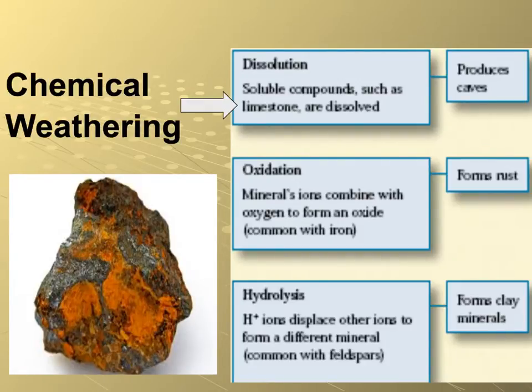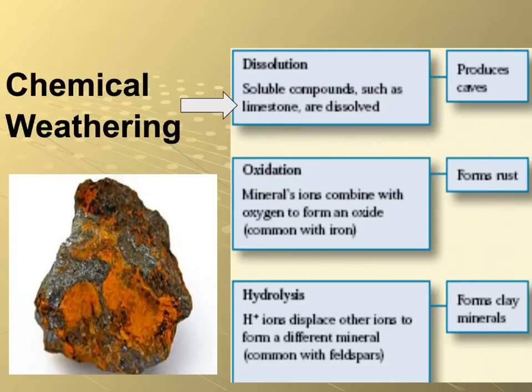Okay, oxidation. Some minerals, like this piece of magnetite here, have so much iron in them that all they've got to do is get wet and exposed to the air, and they'll start to rust. So oxidation, minerals combine with oxygen, and they form a common form of rust.